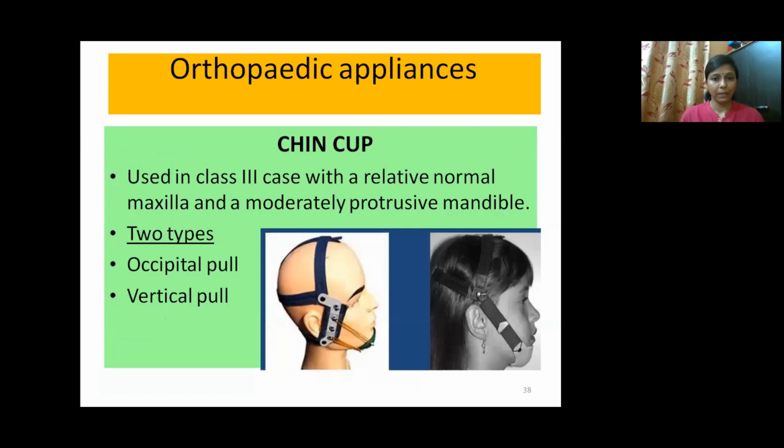Coming to the orthopedic appliances. We have the chin cup, which is used in class 3 cases with a relatively normal maxilla and moderately protrusive mandible. The chin cup will restrain the growth of the mandible. With the help of a chin cup, we can redirect the growth of the mandible. As we know, in class 3, when there is a heavily growing mandible that comes forward more as compared to the maxilla, we can redirect the growth of the mandible. And there are two types of chin cup, the occipital pull chin cup and the vertical pull chin cup.